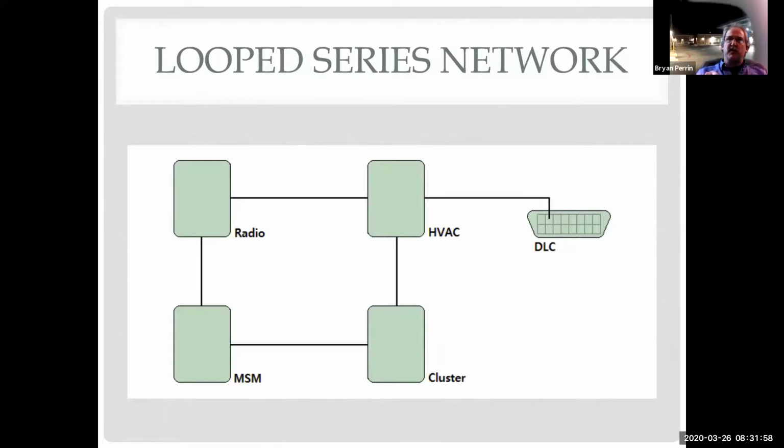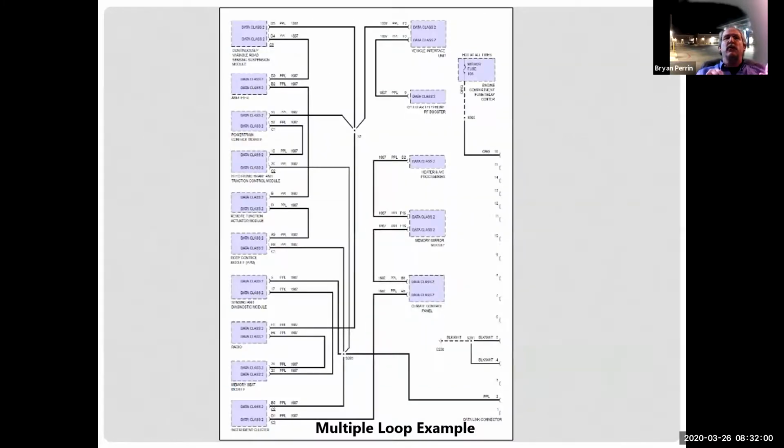Now, this is a very simple network. Here, I'm going to show you a Toyota network that's a little more complicated. And this is still a simplified version of a loop diagram. And it can be a little challenging. And this thing has some series and some loop to it. And I'm going to highlight some different parts of this network.